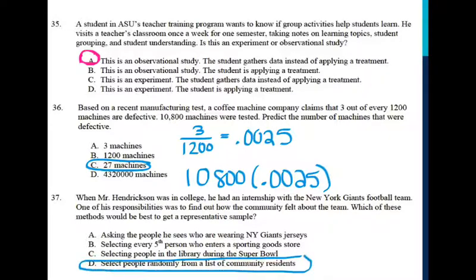The reason why it's not A is because those people are obviously fans of the New York Giants. It's not going to be B because people entering a sporting goods store enjoy sports. So they might be fans of the New York Giants, and it's not going to be C because people in the library during the Super Bowl obviously don't care about football. Or maybe they're just so studious that they would rather study instead of watching the Super Bowl. But either way, that's not going to give you a representative sample. So the correct answer is D.